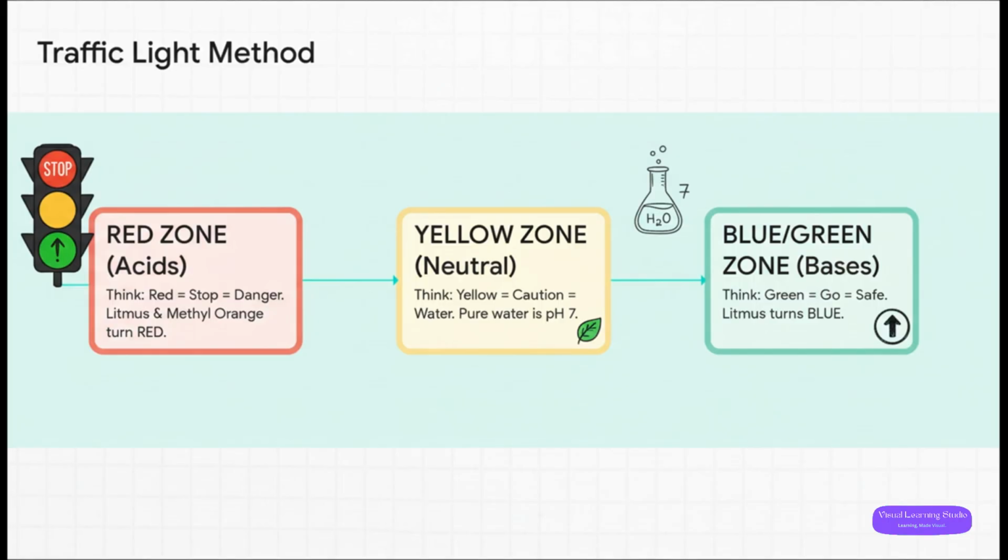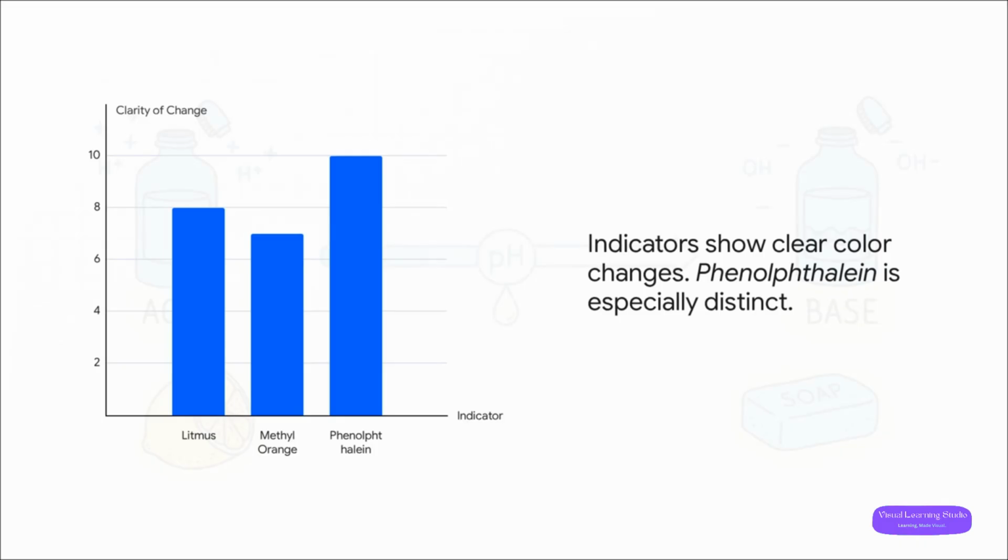The middle, yellow zone is for neutral things, like pure water. And the green/blue zone, that's for bases. Green means go, safe. If you just mentally organize the colors this way, you've got a simple map for where everything belongs. Now let's put this into practice with a few common indicators.